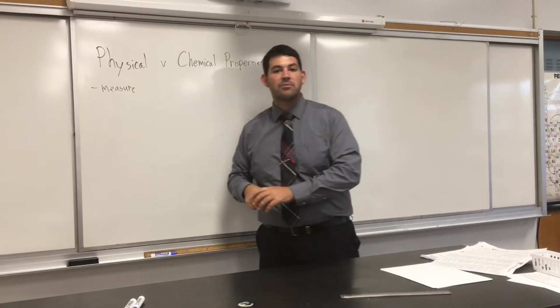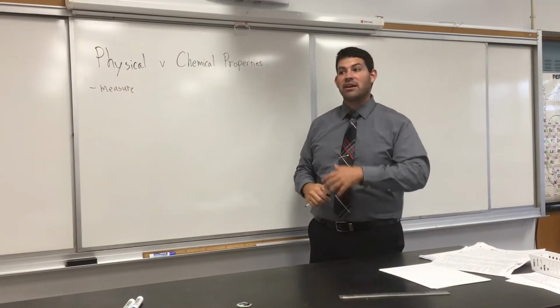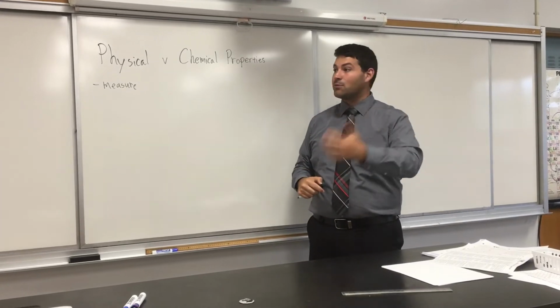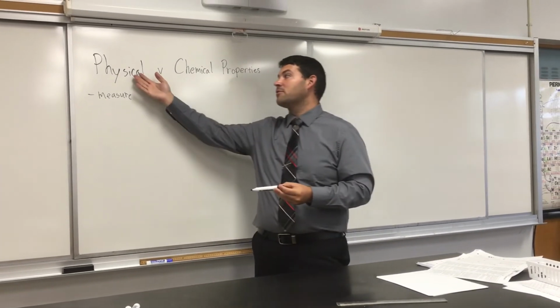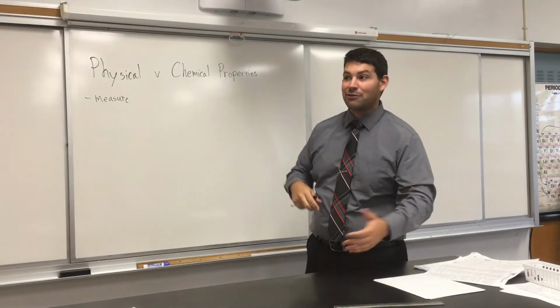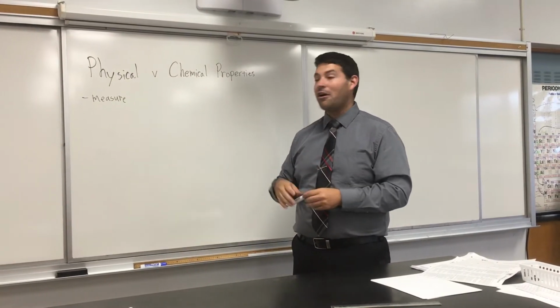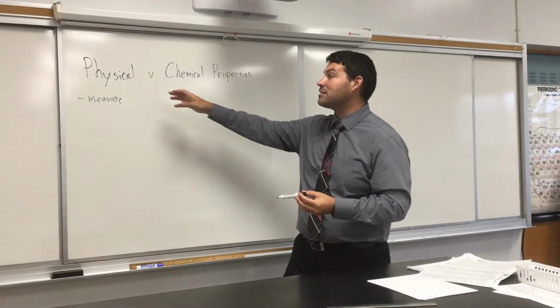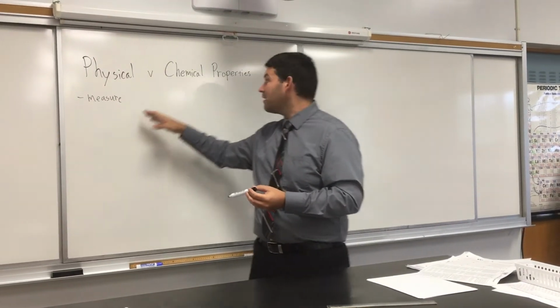So physical properties might be the mass of an object, its volume, its length, its width. Other examples of physical properties would be things like color. For metals, their luster, their malleability, their ductility, all things like that. All right, how hot something is, physical property.